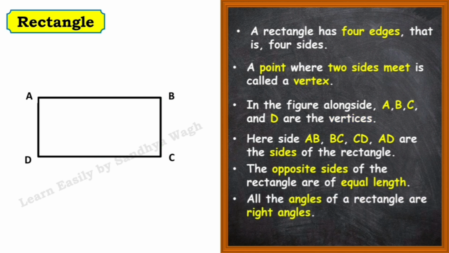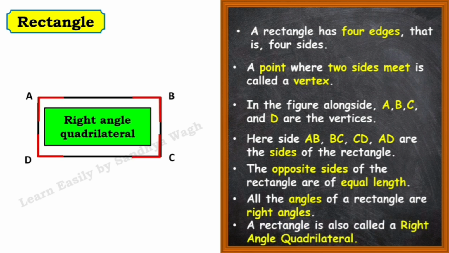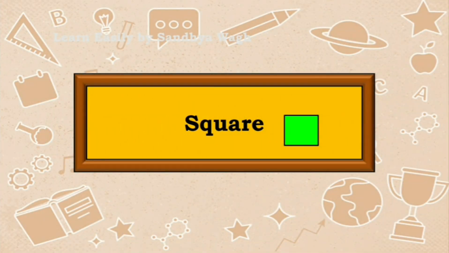All the angles of a rectangle are right angles. A rectangle is also called a right angle quadrilateral. Let's learn something new about square.